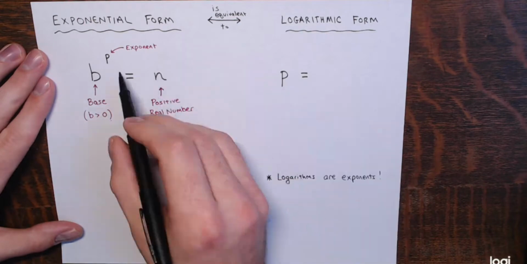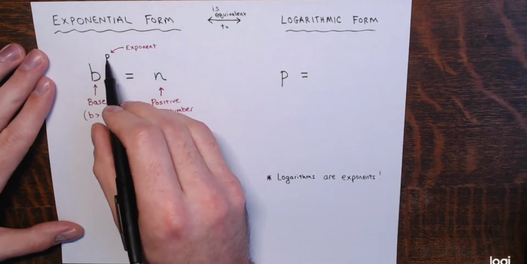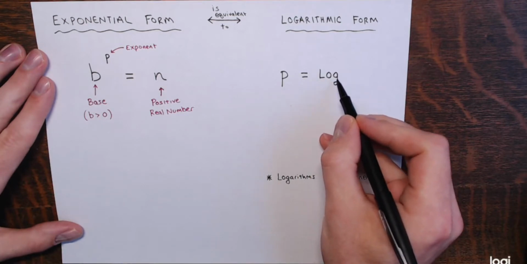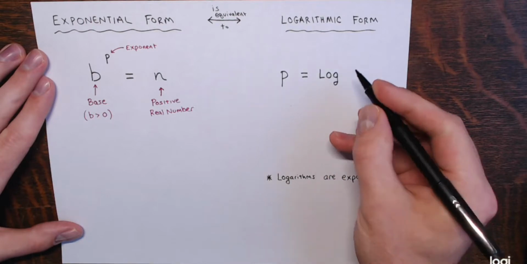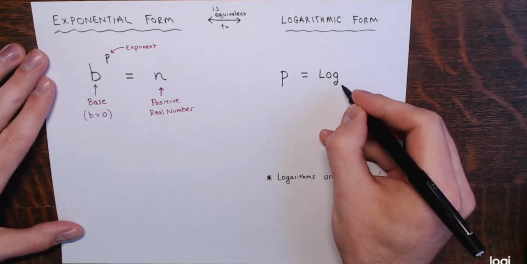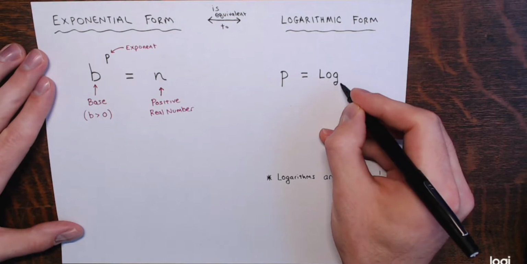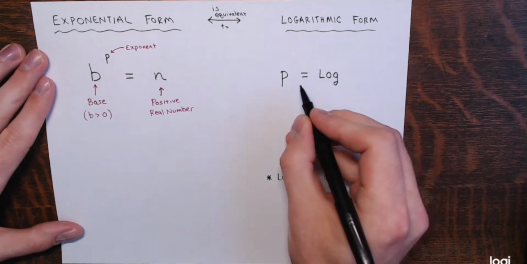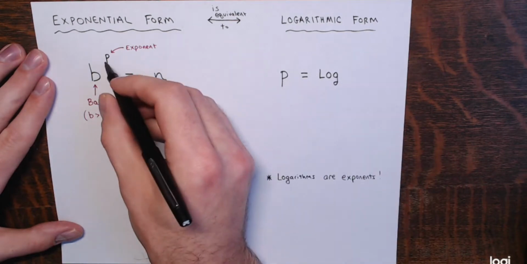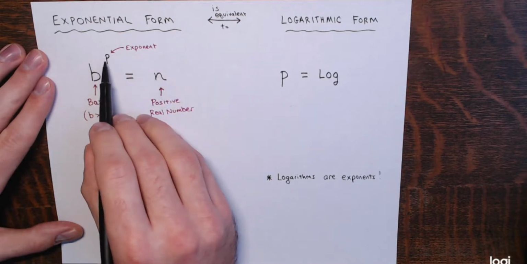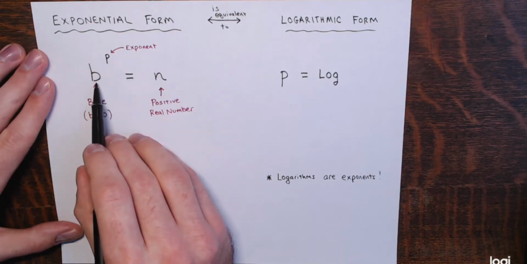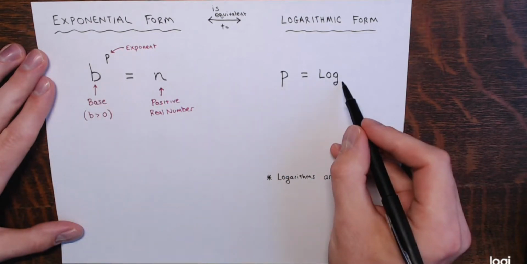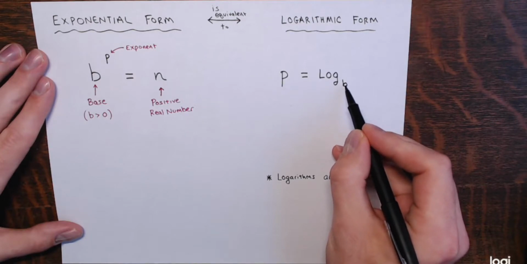So changing from one form to the other, we have the exponent p equals the logarithm, which is represented by the letters log for logarithm. The logarithm has a base on it, just like any exponent does, but the base is written as a subscript. The base on the logarithm is just the base on this power p back here in exponential form. So if the power p has a base of b in exponential form, then p will be equal to the log base b, and they write a little b down here, in logarithmic form.